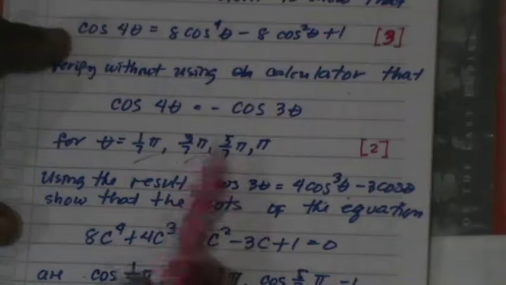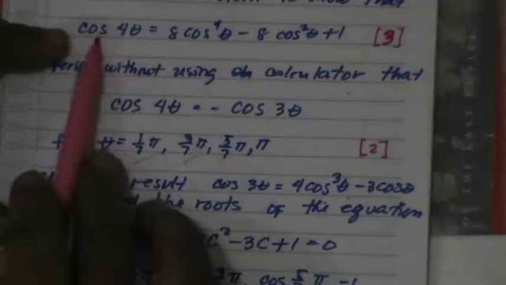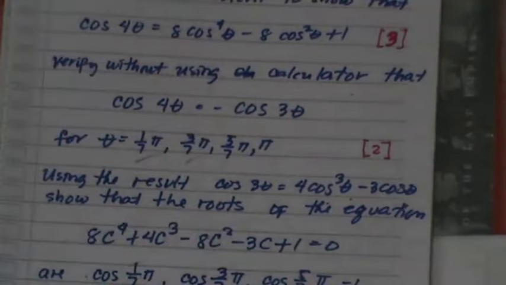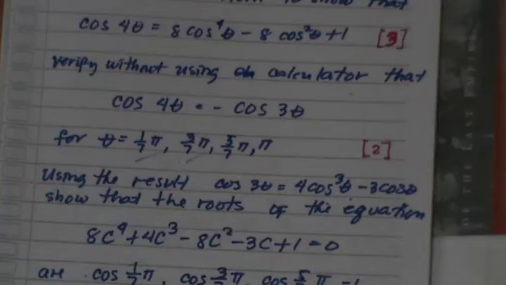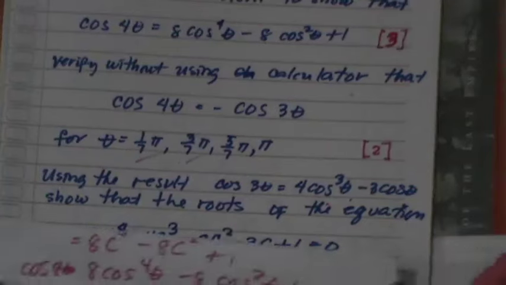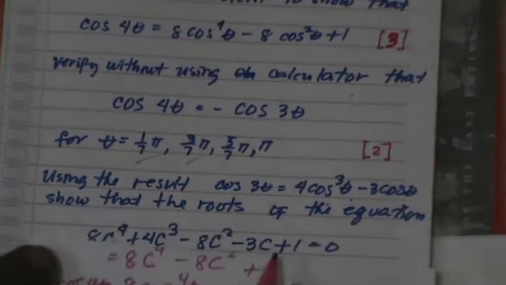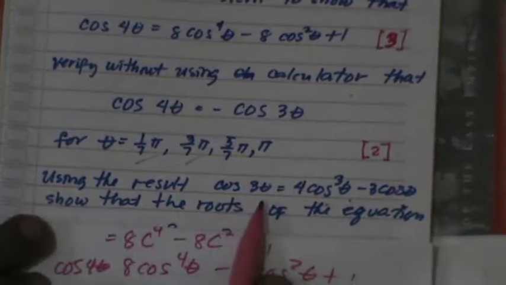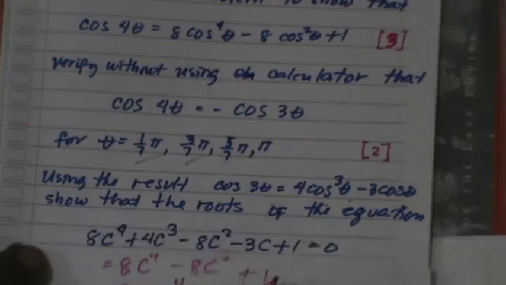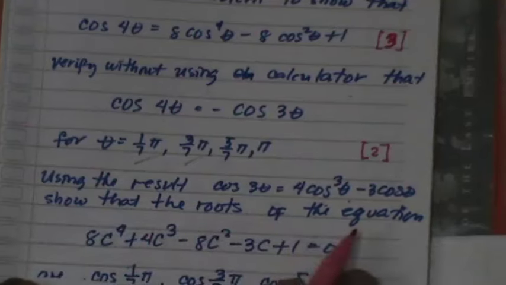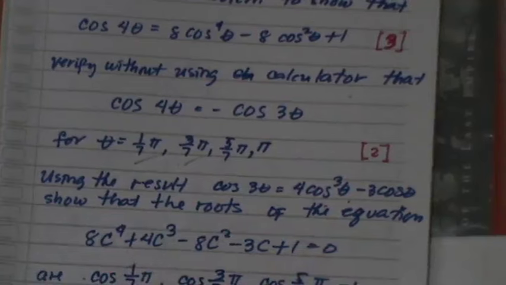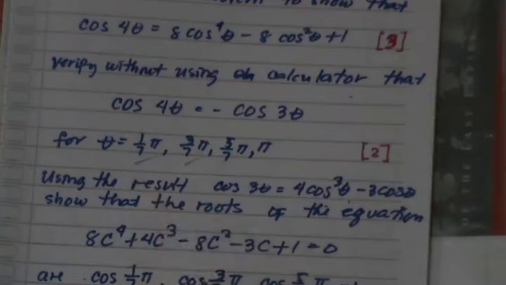So you have an expression for cosine 4 theta. And we have shown that the expression for cosine 4 theta is equal to this a while ago. So this one is your cosine 4 theta. And this one is your cosine 3 theta. So to show that the roots of the equation of this one is this, so as you can see, you have your 1 over 7 pi is that one.